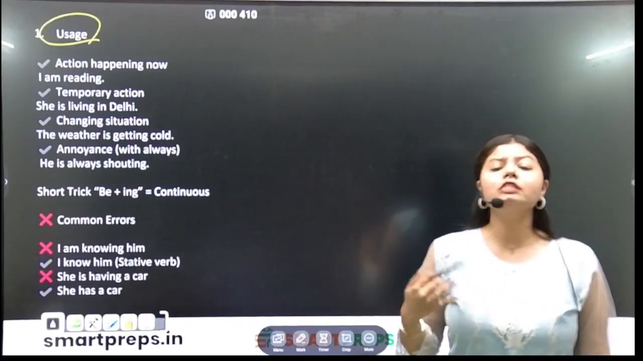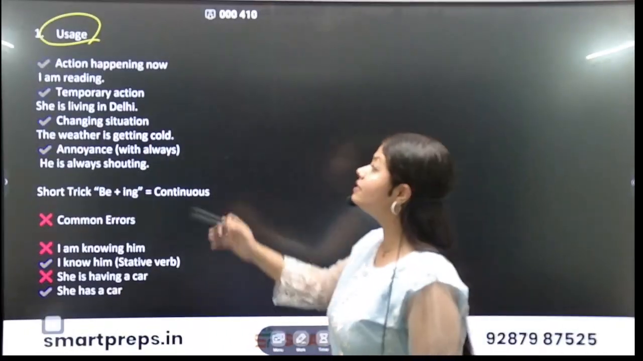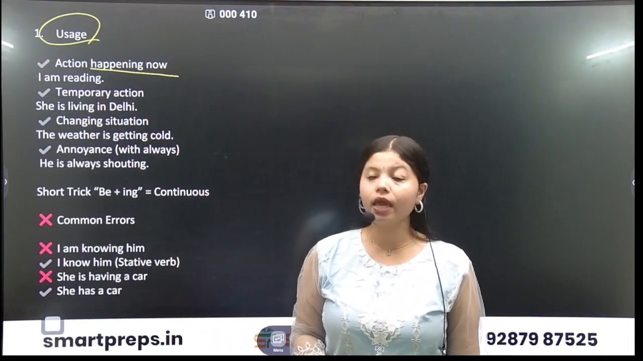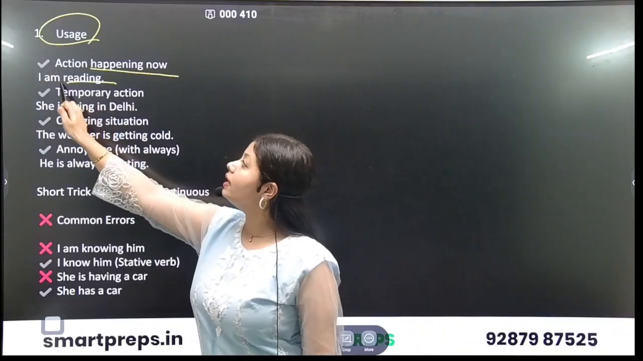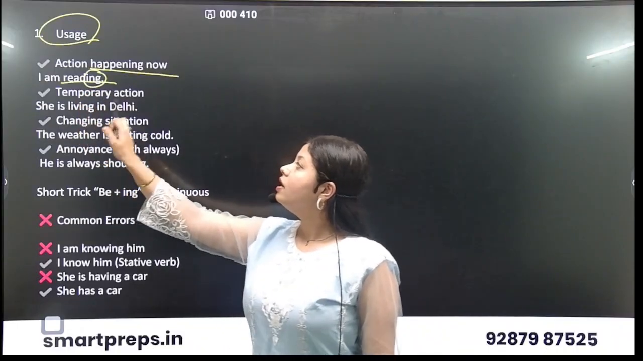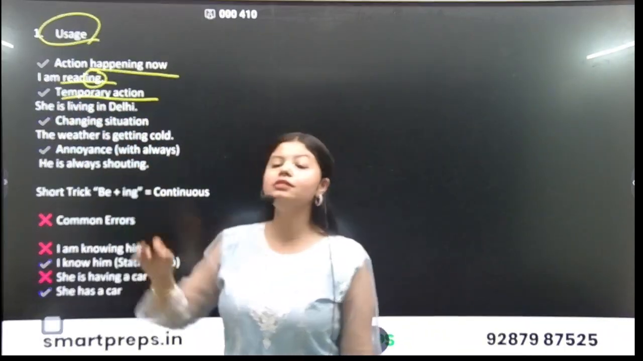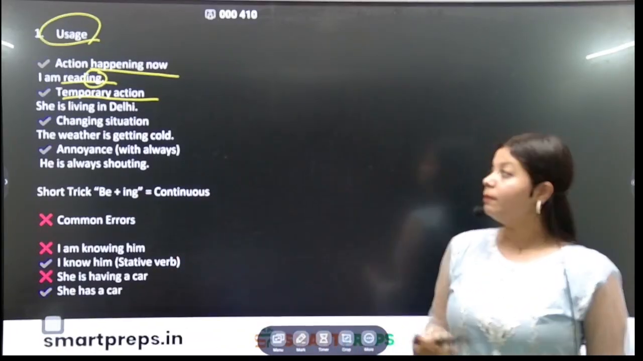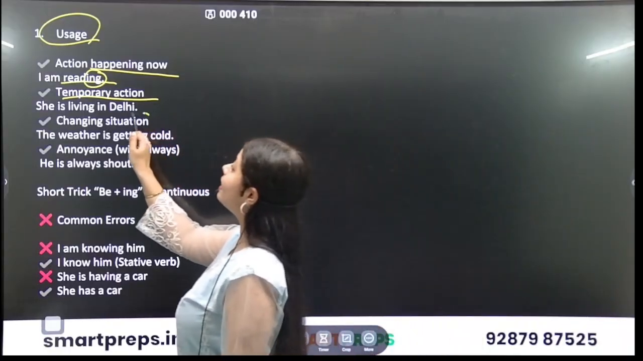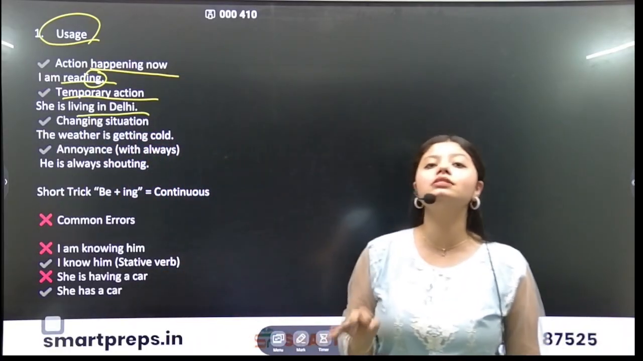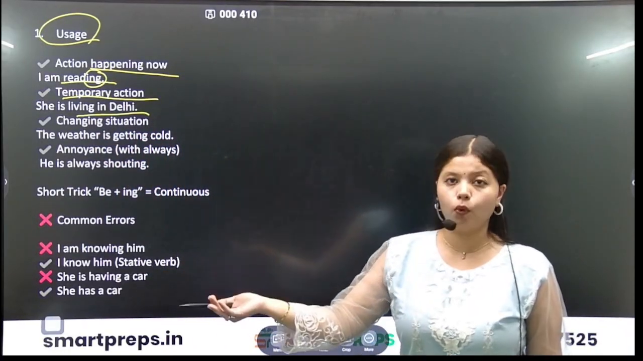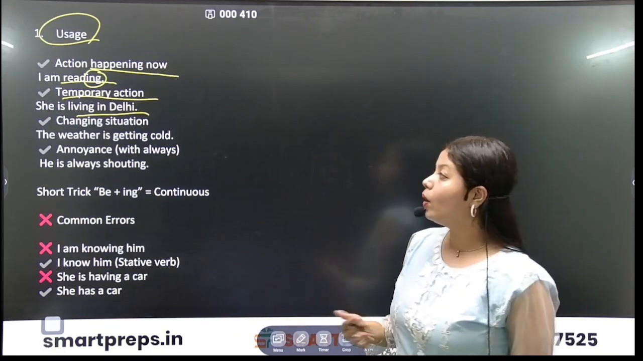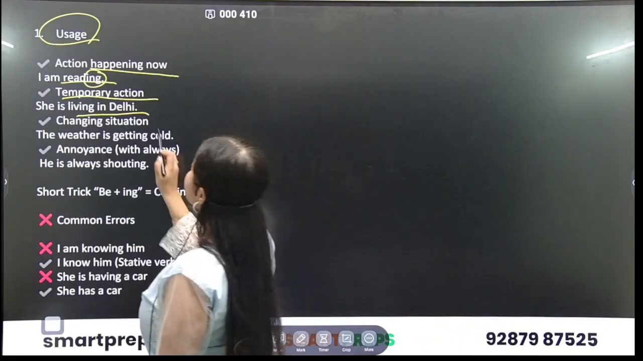Now, what is present continuous tense? It means the action that is happening now, at this moment. It means "I am reading", ing is here. Temporary action: it means later it may change, but at this moment it is continuing. It means "she is living in Delhi". Right now, at this moment, she is living in Delhi. The next moment, we don't know. After 1 or 2 hours, we don't know. But at this moment, she is living in Delhi. So it is present continuous, or a changing situation.